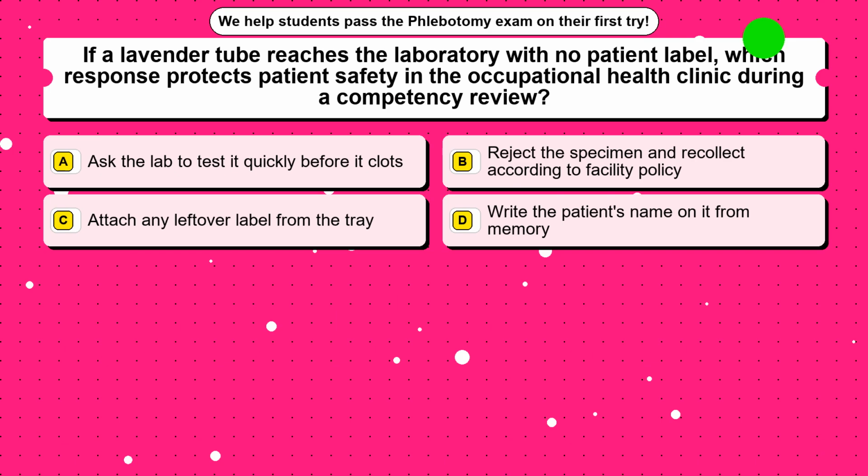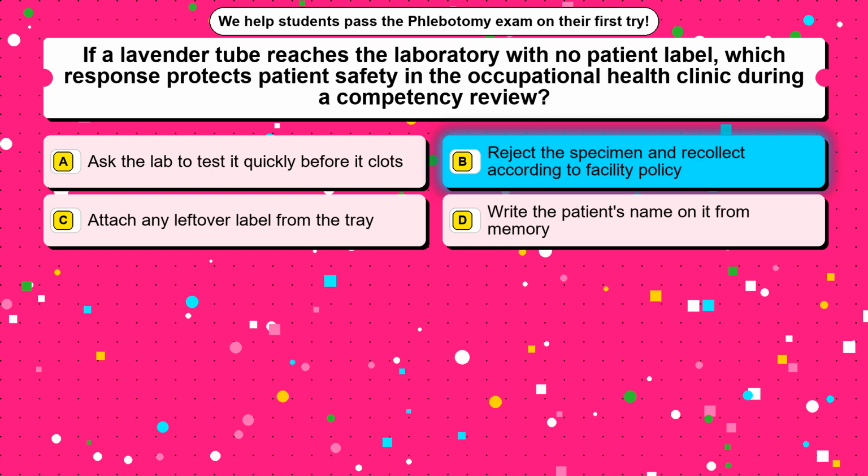Question 2. If a lavender tube reaches the laboratory with no patient label, which response protects patient safety in the occupational health clinic during a competency review? Option A. Ask the lab to test it quickly before it clots. Option B. Reject the specimen and recollect according to facility policy. Option C. Attach any leftover label from the tray. Option D. Write the patient's name on it from memory.